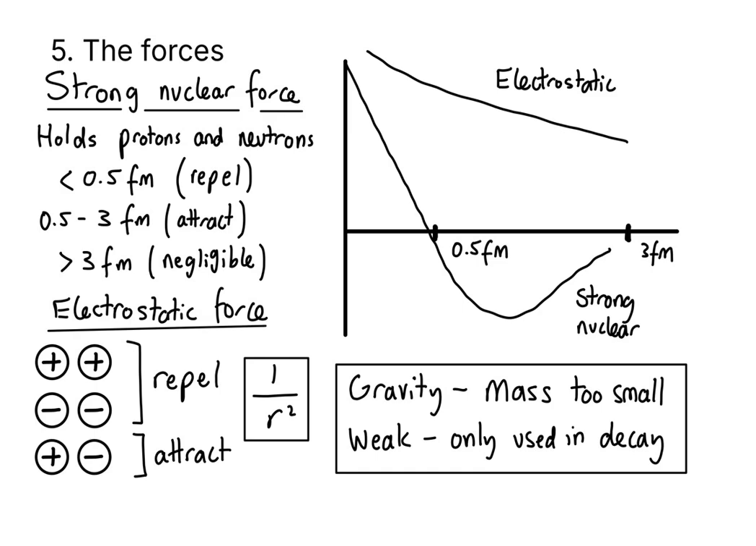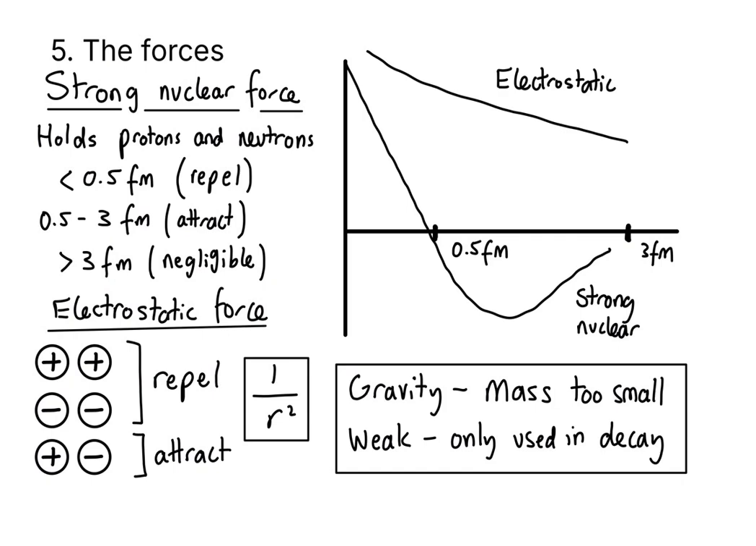This is what holds the nucleus together, and it has a very particular behaviour with distance that you need to be able to draw. Look at this graph of force against separation. Between about half a femtometer and 3 femtometers, the strong force is attractive. It pulls nucleons together. Beyond about 3 femtometers, it drops to virtually nothing. It has an incredibly short range.